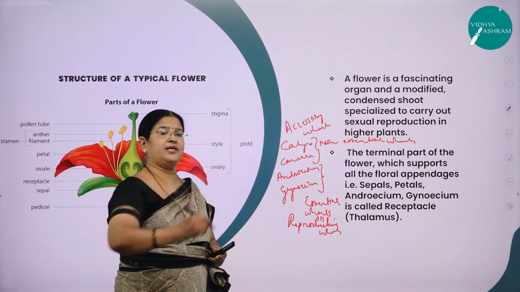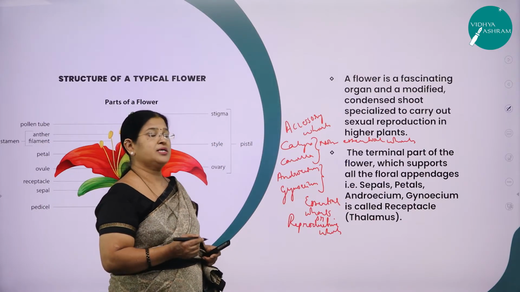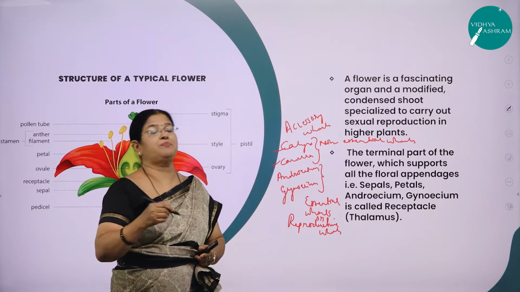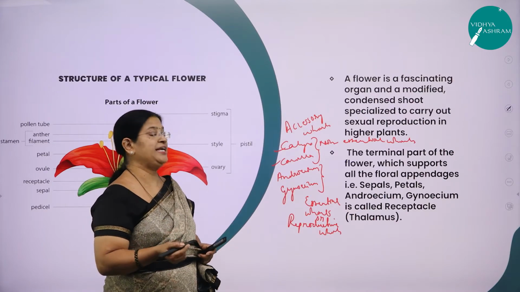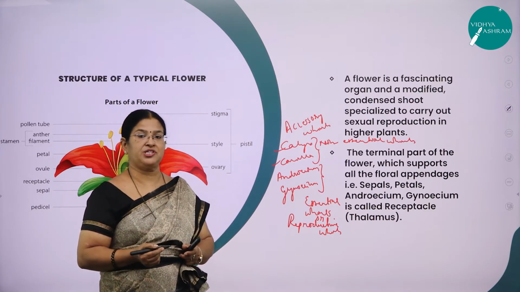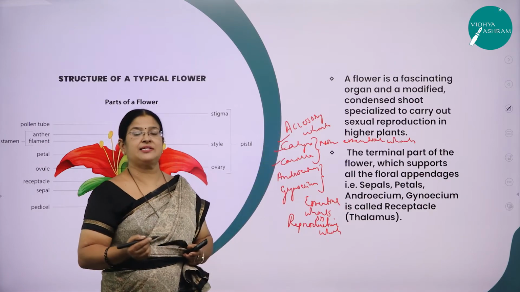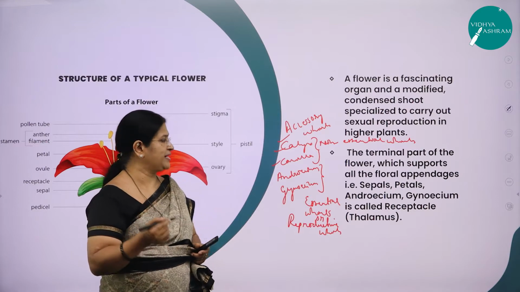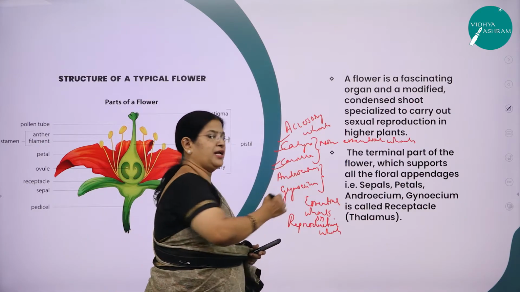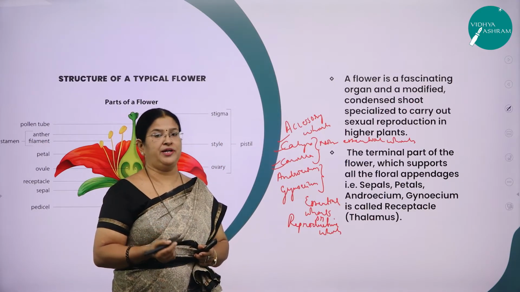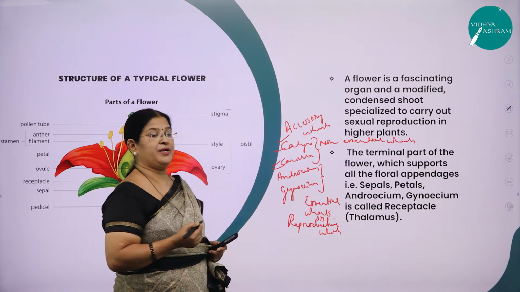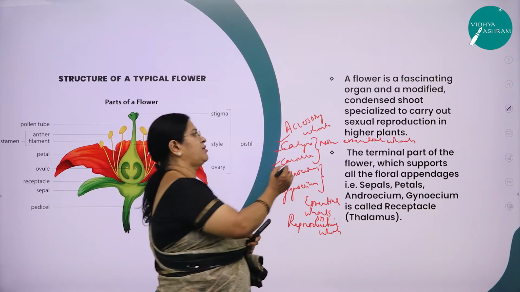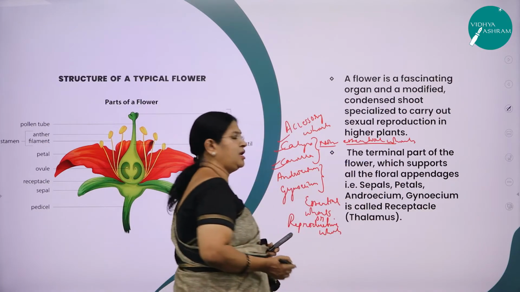Why are they called non-essential or accessory whorls? Because these two, that is calyx and corolla, will not take part directly in the process of sexual reproduction. Indirectly they help the process of sexual reproduction. For example, calyx protects the flower in the bud condition. Then petals of corolla attract the insects for pollination. So indirectly they are helping in the process of sexual reproduction. Hence they are called accessory whorls, or otherwise non-essential whorls.